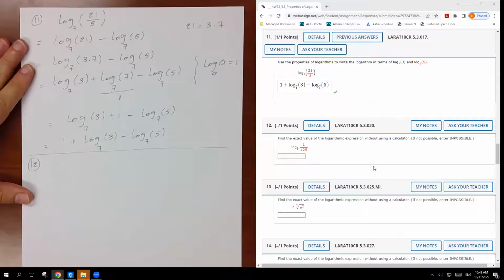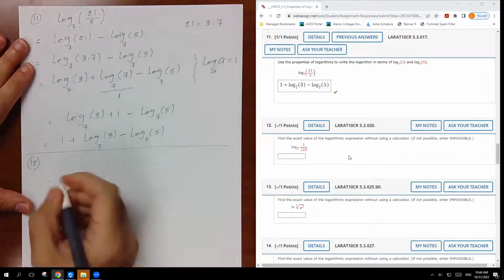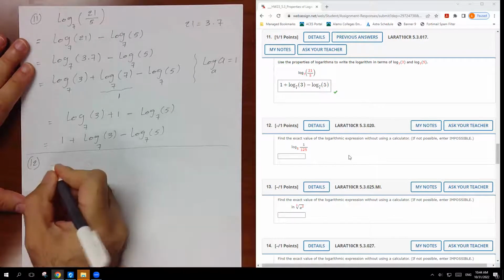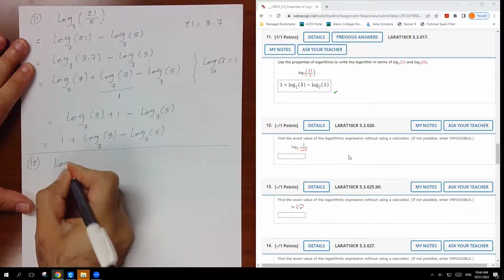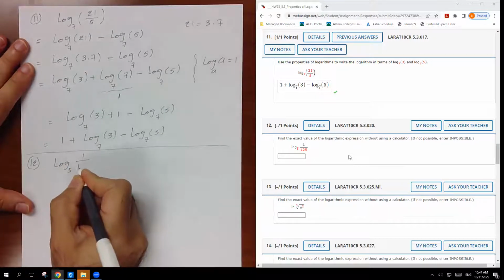We got it right. So let's move to example 12. On example 12, find the exact value, without using a calculator. So how to find the exact value without using a calculator? That means you have to show the steps. So log to the base 5 of 1 over 125.